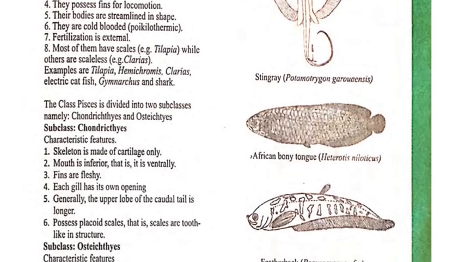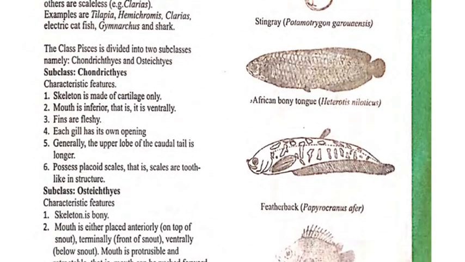Now the class Pisces is divided into 2 subclasses, namely Chondrichthyes and Osteichthyes. This is just to say cartilaginous and bony fishes. The Chondrichthyes are the cartilaginous. Number 1, the skeleton is made of cartilage only. Mouth is inferior, that is, ventral. Fins are fleshy. Each gill has its own opening. Generally, the upper lobe of the caudal tail is longer, and they possess placoid scales, that is, scales that are tooth-like in structure.